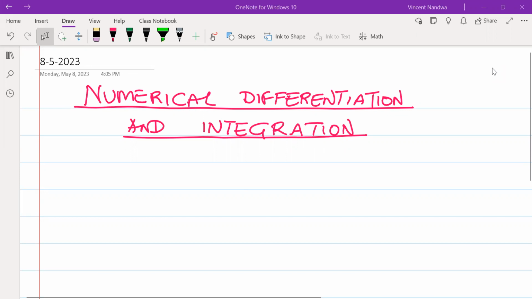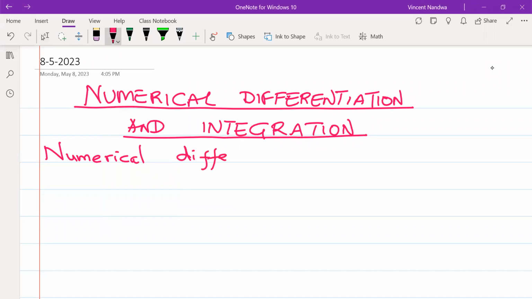So begin by defining each of these two terms. So numerical differentiation. Numerical differentiation is simply the process of calculating the derivatives of a given function by means of a table of given values of that function.